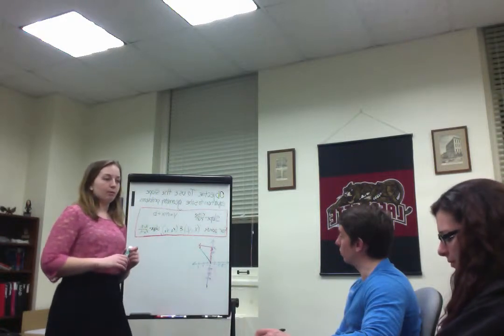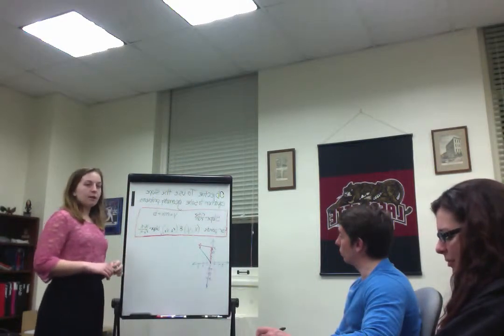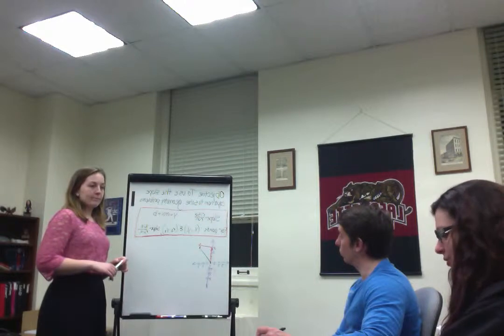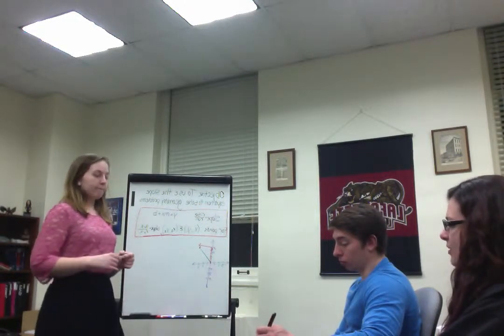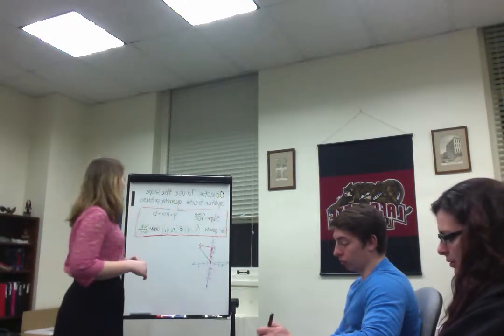Let's start with problem 1. Julia, can you read problem 1 for us? What is the slope of the line having the equation 2y plus 4x plus 5 equals 0?